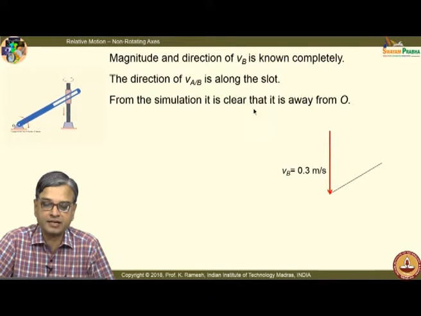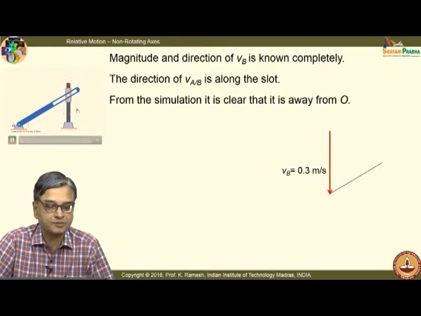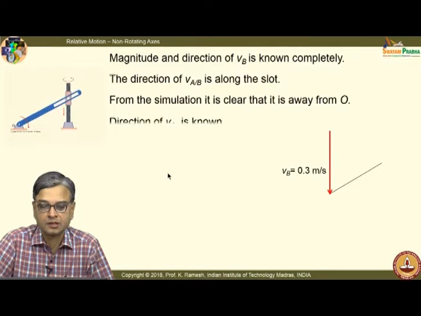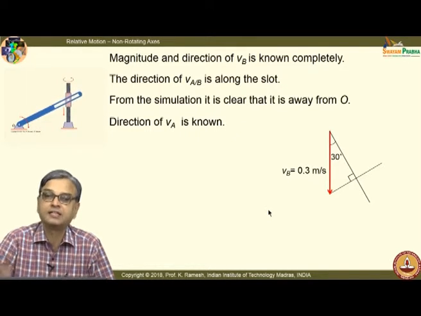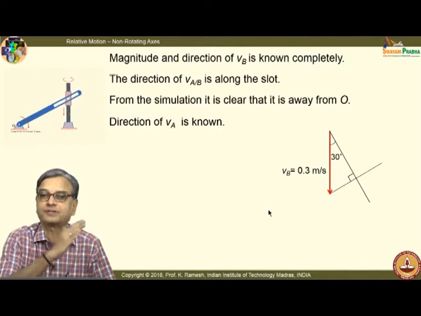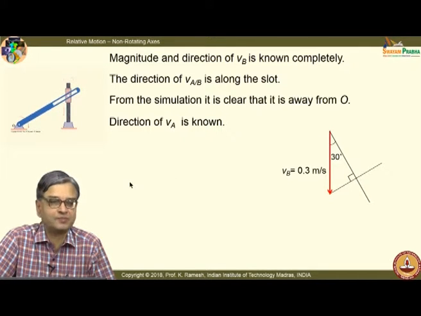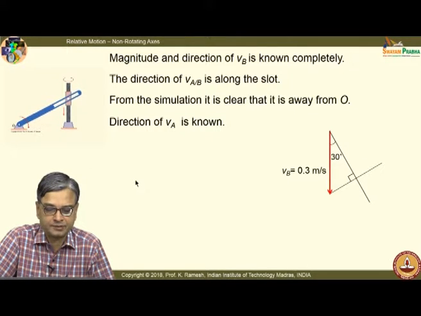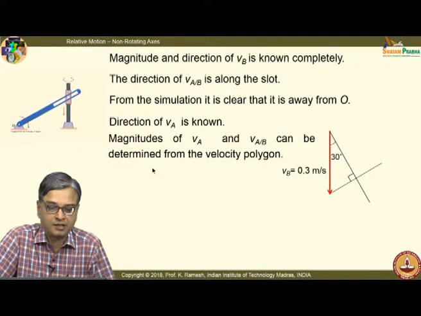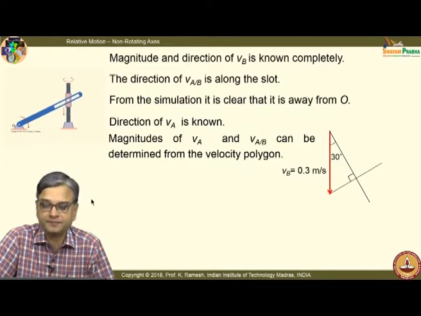From the simulation, it is clear that it is away from O. So, you can see all this from this. I have this animation running. Direction of VA is known because it is perpendicular to that. So, I have this, this is the slot and this is perpendicular to that, because the slotted link is pinned. So, it has a circular motion. With all these quantities, the problem is solved. It is very, very simple and straightforward to do in a graphical approach. Magnitudes of VA and VAB can be determined from the velocity polygon.